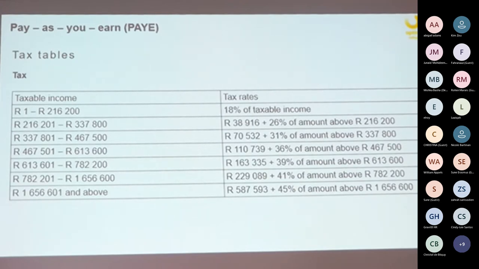We need to take the 4,700 and multiply by 12. 56,400. Okay, so this person, Godfrey, gets 56,400 rand per year. How are we going to work out this tax?